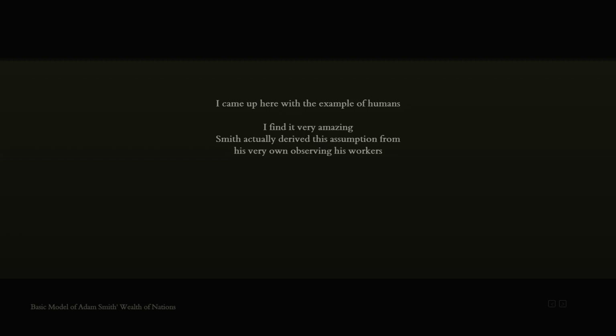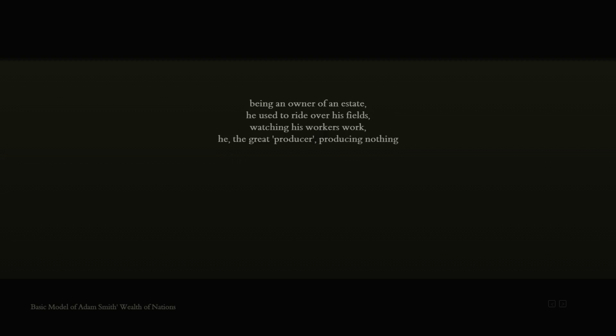I find it very amazing. Smith actually derived this assumption from observing his very own workers. You know, being an owner of an estate, he used to ride over his fields watching his workers work. He, the great producer, producing nothing. He produced some delusion here. And he made this observation that the more workers he employed on his fields, the less the additional output.